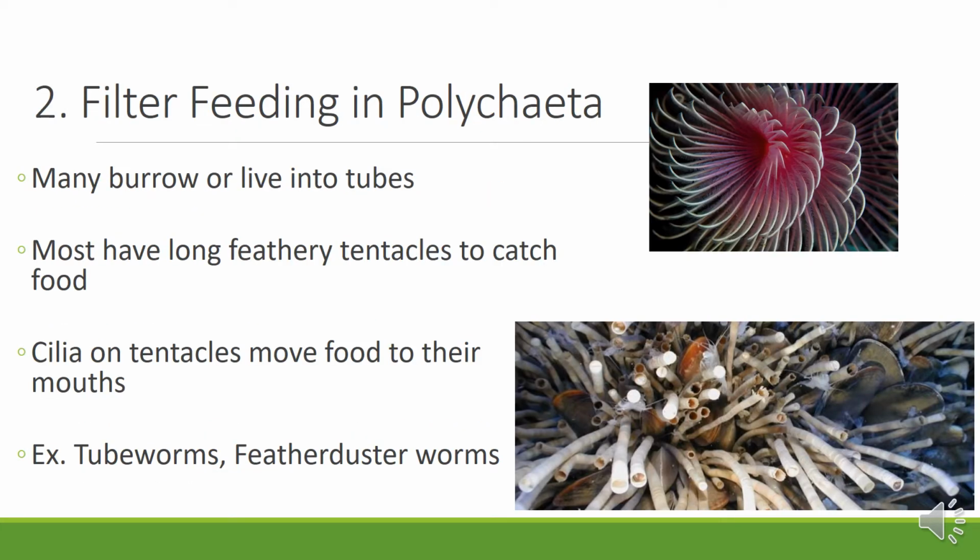Second, they can filter feed. Many burrow or live in tubes, and some have long feathery tentacles to catch their food. The ciliated tentacles move the food to their mouth, much like the tentacles on a jellyfish, or the arms of an octopus move food to its mouth. On the bottom here I have some tube worms, and then up at the top right, that brightly colored pink and green guy is a feather duster worm. Both of these are filter feeders.